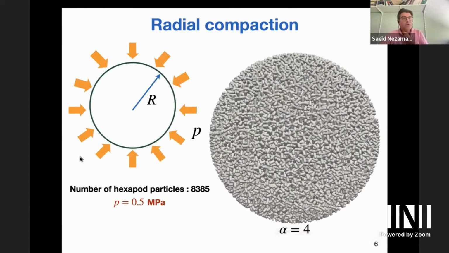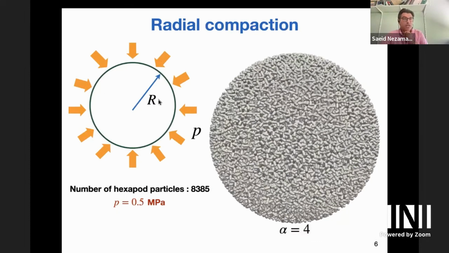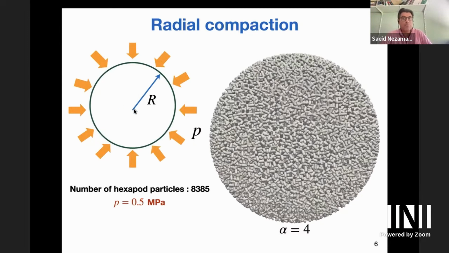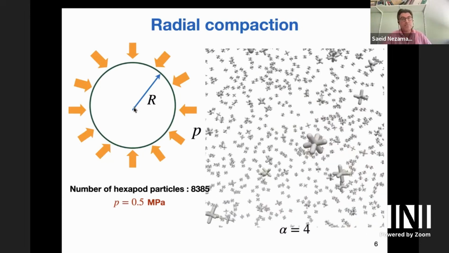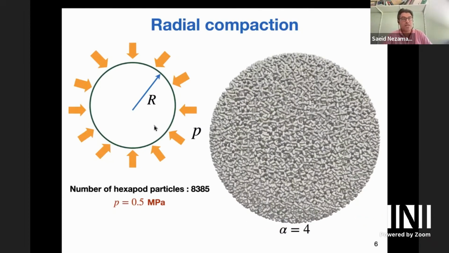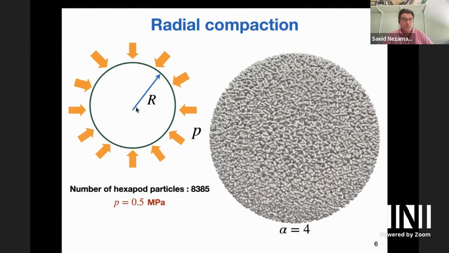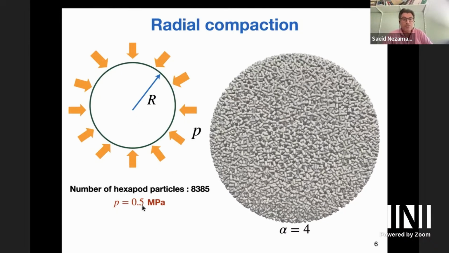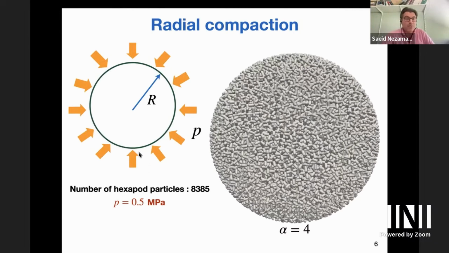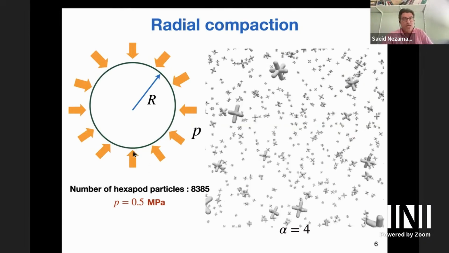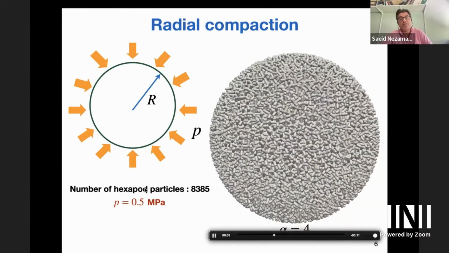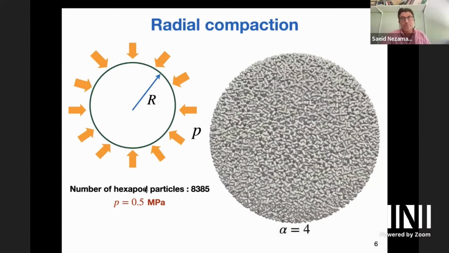To create the aggregates, we first performed a radial compaction. The hexapod particles are placed randomly inside a spherical ball, and a radial dynamic compaction is applied under a constant pressure until the particles get jammed in a stable configuration. In this process, the friction is set to 0, and the pressure P is low compared to the contact stiffness. Here you can see an example of radial compaction for alpha equal to 4 and more than 8,000 particles.